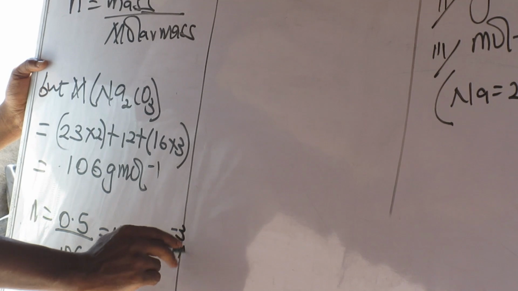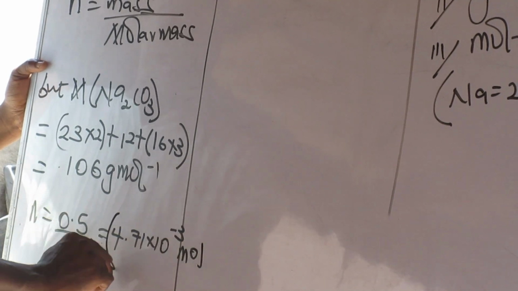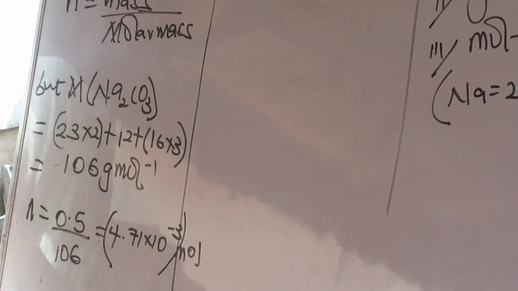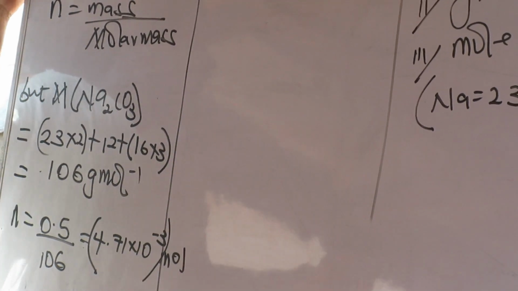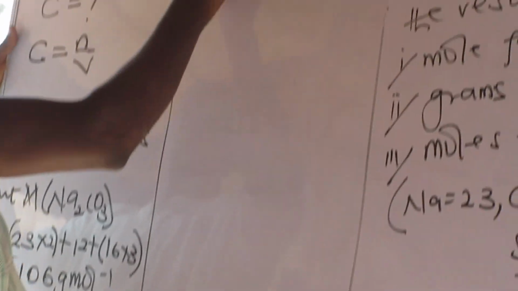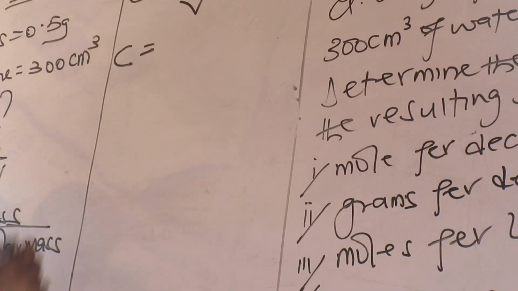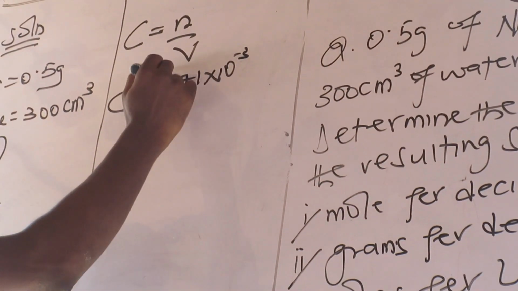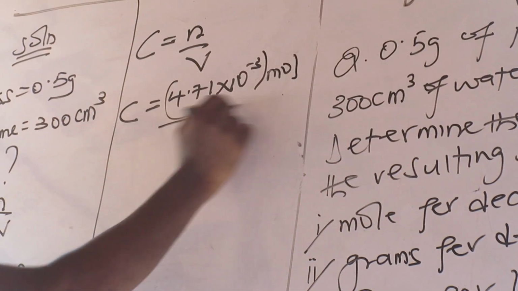Minus 3. So this is the answer we are getting, right? So you are getting this mole. It is in the standard form, it doesn't matter, you don't need to convert it. Just leave it. So concentration now is N over V. Now what did you get from your N? You see that? 4.71 times 10 to the power minus 3. That is mole. What is your V?